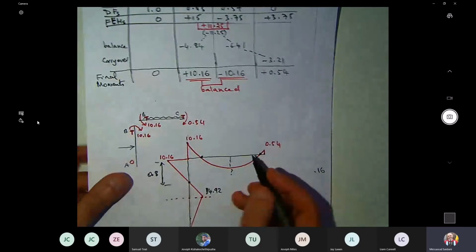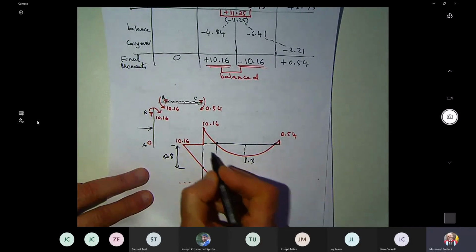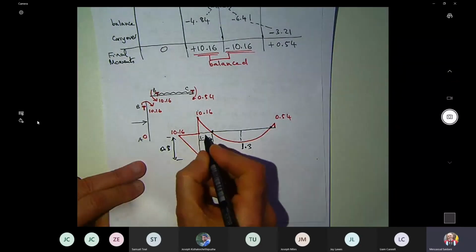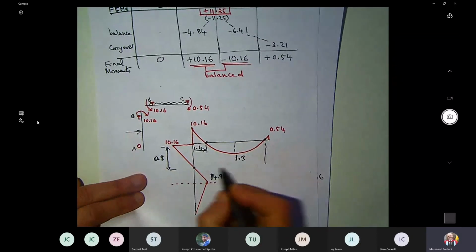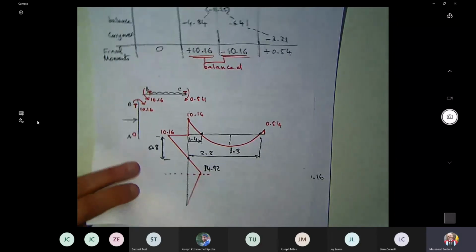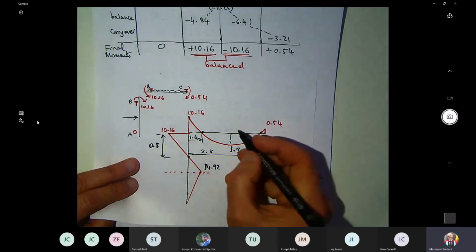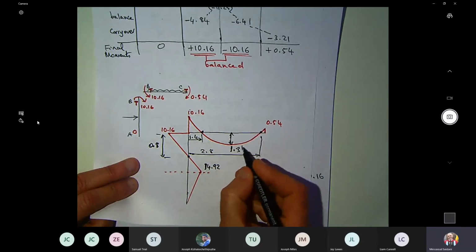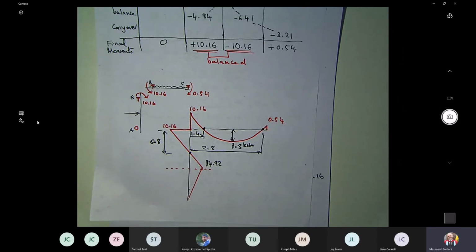So I'm going to plot the values here. M max is 1.3, this is 1.4, and this is 2.8. So the points of contraflexion are at 1.4 meters and 2.8 meters, and the maximum moment there is 1.3 kilonewton meters. Is that okay? Yeah, we have finished this example.